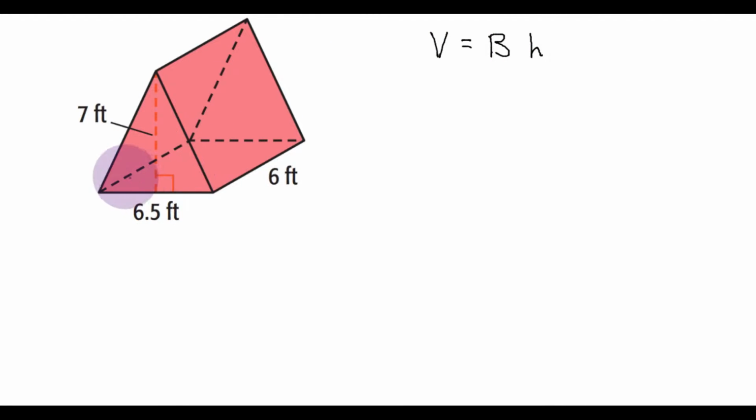I want you to take notice that this object is laying on one of its sidewalls, and that sidewall is a rectangle. So we've got to make sure that we note the rectangle is not the base in this case. So what is the base? Well, it's this triangle here. Well, how can I guarantee or verify that?